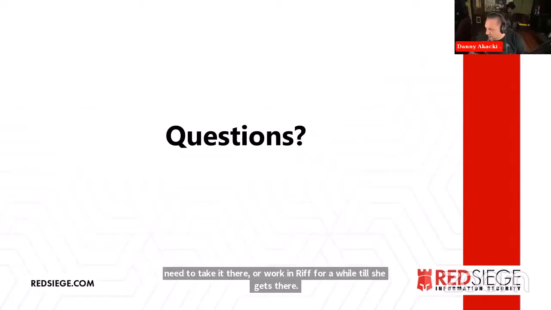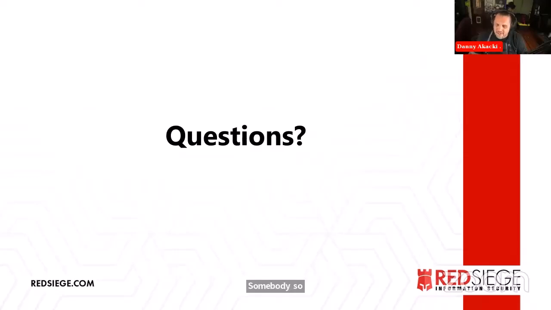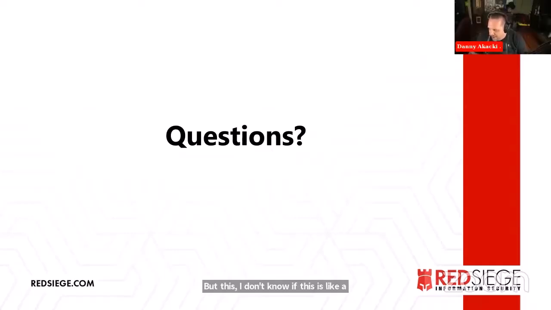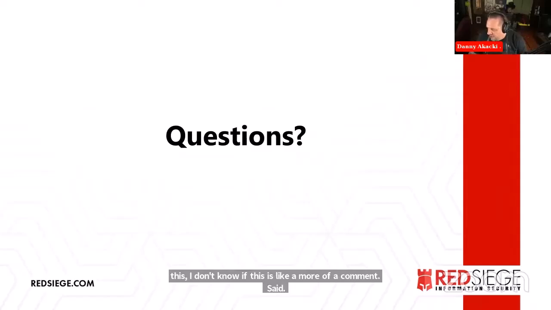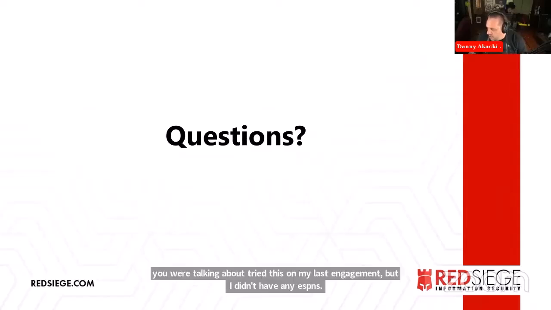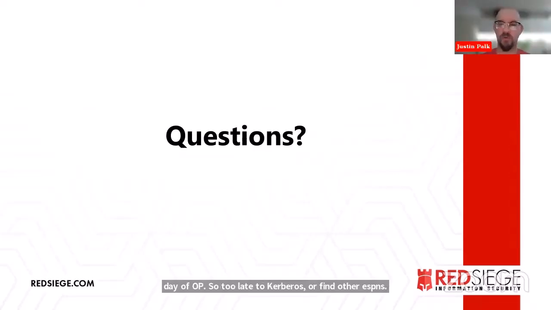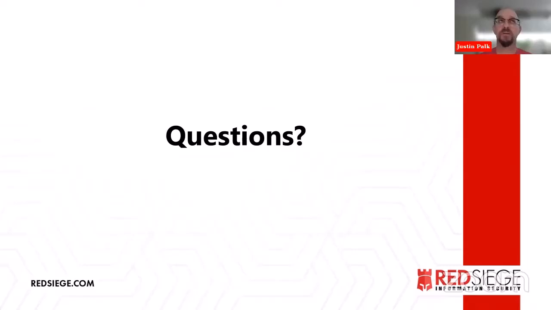Yeah. Somebody in YouTube, and I don't remember which part of this, maybe you can suss this out, but I don't know if this was more of a comment. August said, whatever you were talking about, he tried this on my last engagement, but I didn't have any SPNs, and they had changed the machine account quota to 0 last day of op, so too late to Kerberoast or find other SPNs. Yeah. And I mean, you will encounter environments where they've locked it down. They've set it to 0, or maybe they've set it to 1. God, who was it? I think Corey, or maybe it was Jason on a recent test, found some place where that value had been set to 500.